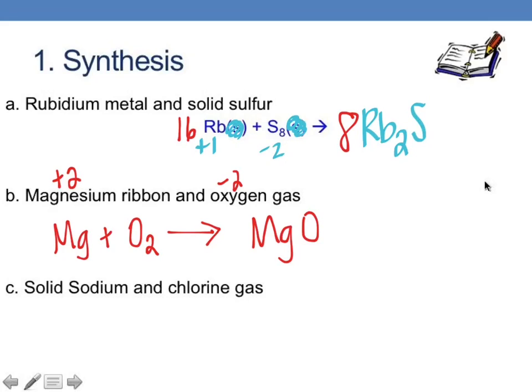And then you have to balance it. Not MgO2, because Mg is a plus 2, O is a minus 2. So they cancel each other out.